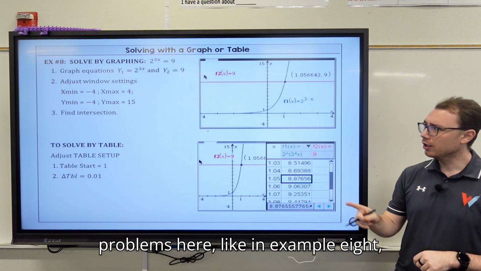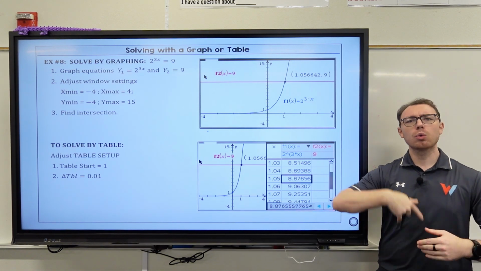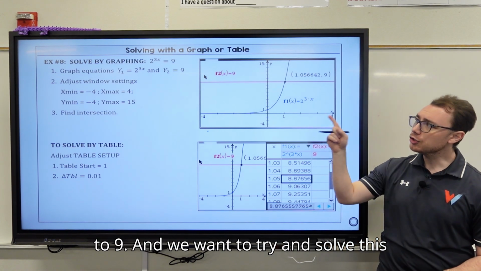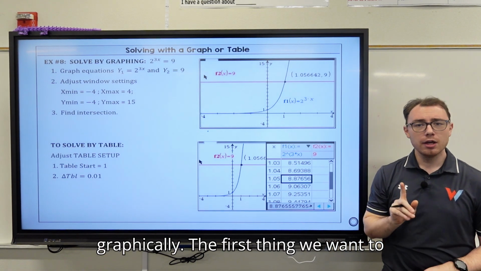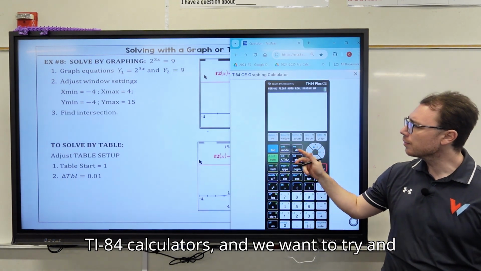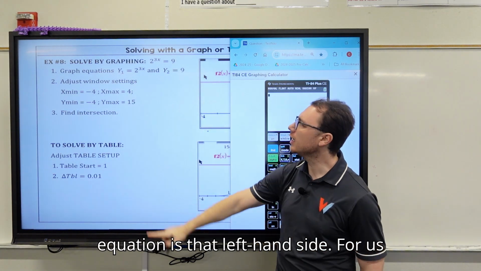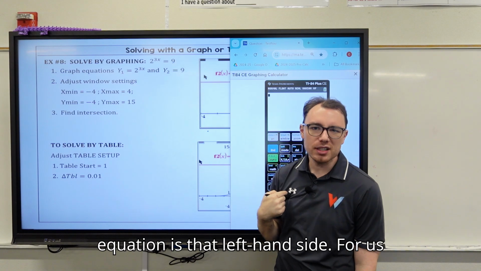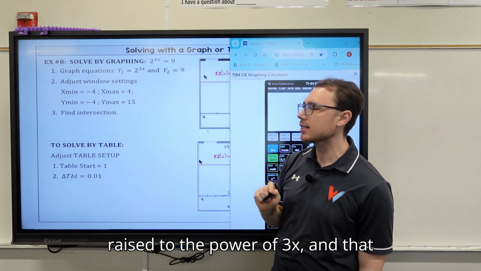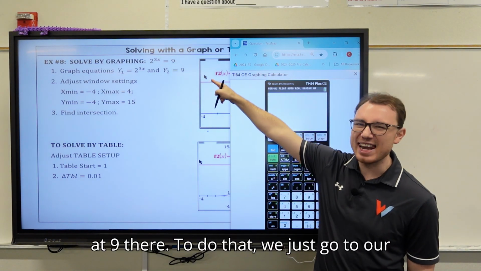For these problems, like in example 8, we're given this exponent of 2 raised to the power of 3x is equal to 9, and we want to solve this graphically. The first thing we want to do is open up our TI-84 calculators and plug in two equations. The first equation is that left-hand side. For us here, y1 is just going to equal 2 raised to the power of 3x, and y2 is just going to be a straight line at 9.